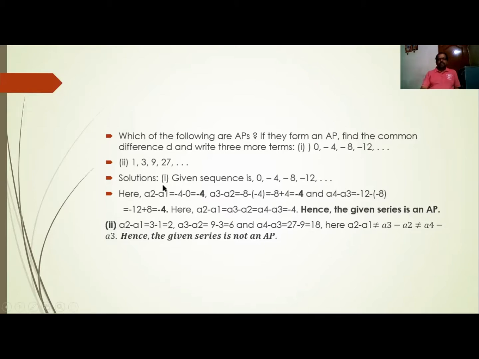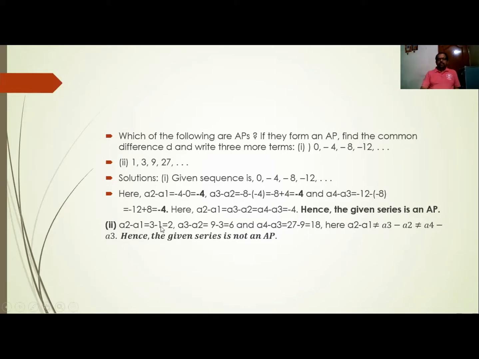Then the second difference A3 minus A2. A3 is 9, A2 is 3. So 9 minus 3 is equal to 6. And then A4 minus A3. A4 is 27, A3 is 9. So 27 minus 9 gives us 18.